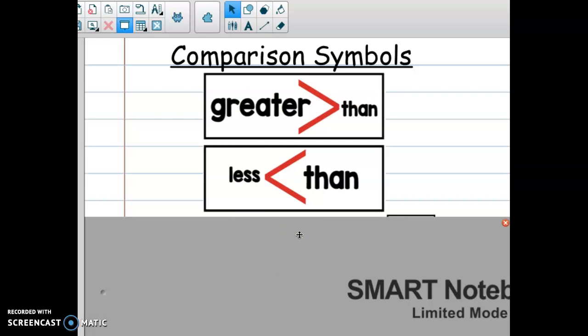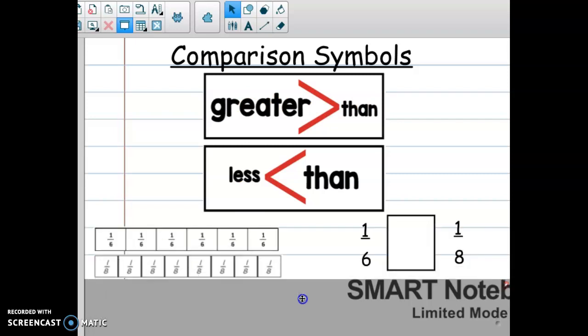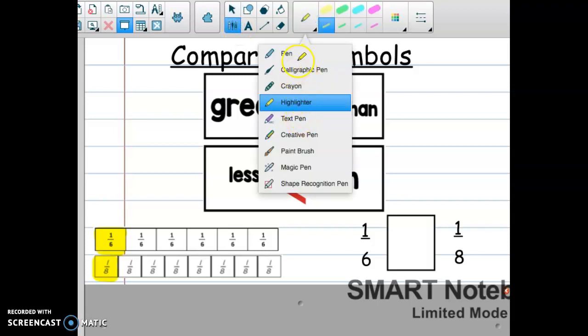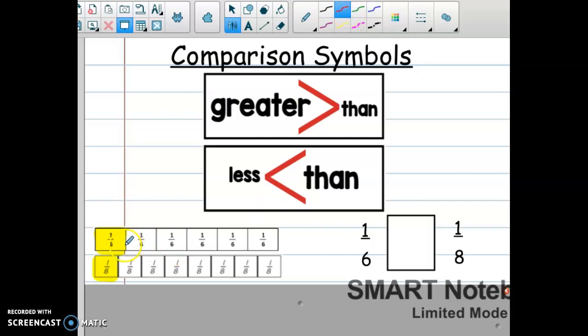Use fraction rods or number lines to compare 1/6 and 1/8. Here are my fraction bars. I'm going to use my highlighter tool because I'm on the screen. And I'm going to shade in 1/6 and 1/8. If you're looking at this, you can tell which one is greater. 1/6 is shaded a little bit more than 1/8. So 1/6 is greater than 1/8.